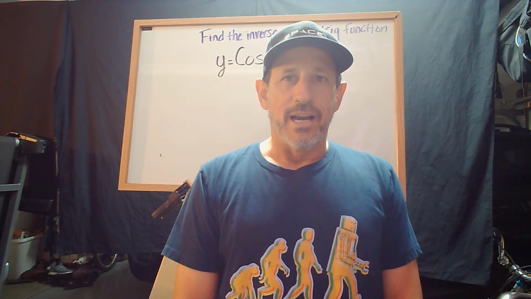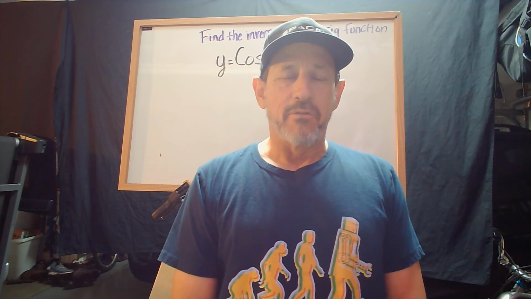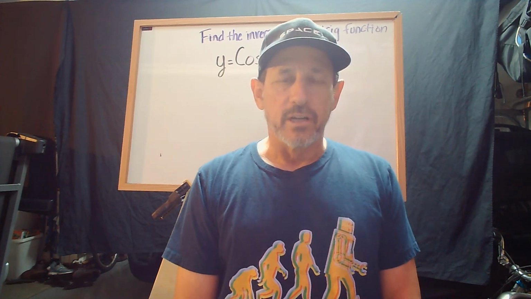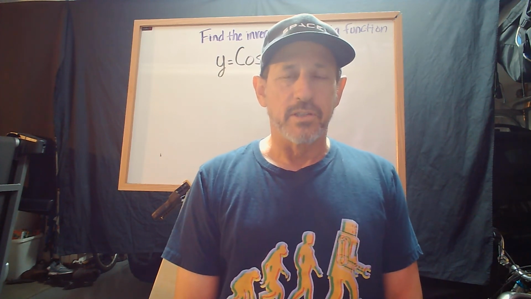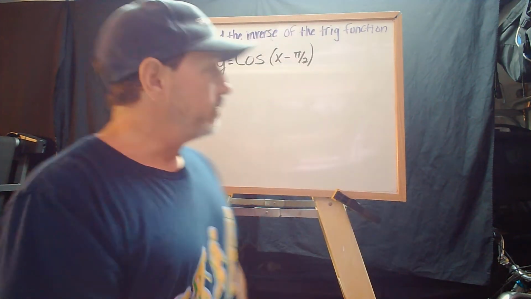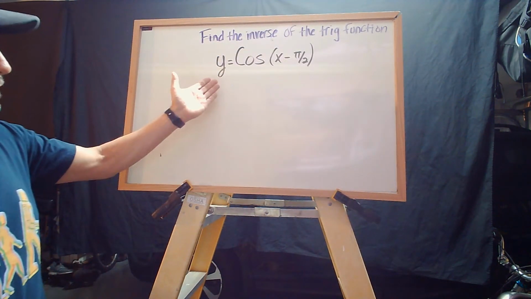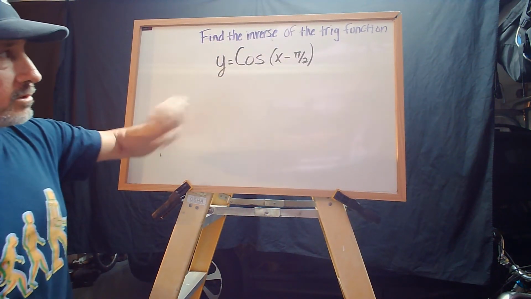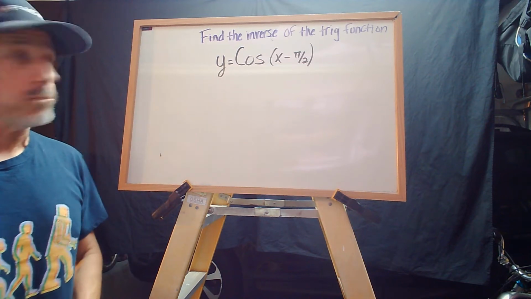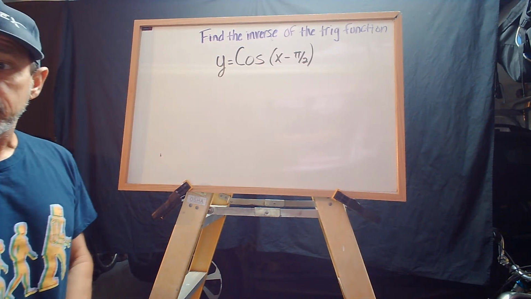A question was asked in our session today about finding the inverse of a trig function. So I just wanted to take you through a couple examples here. What we have here is a trigonometric function, y equals capital cosine of x minus pi over 2. And we're going to find the inverse of this function.